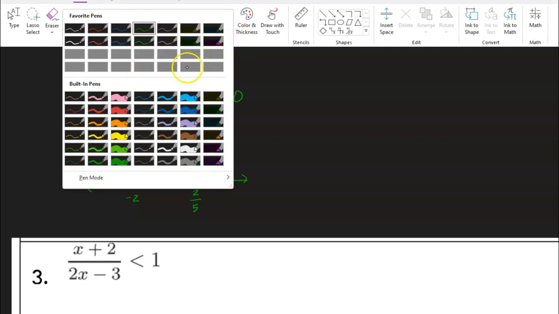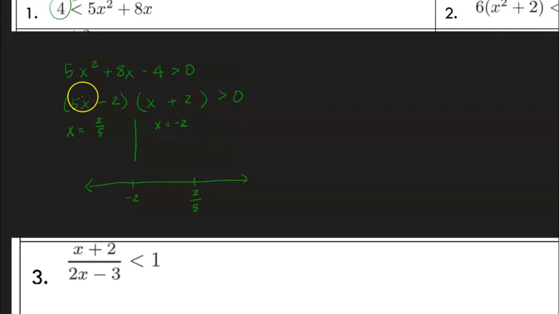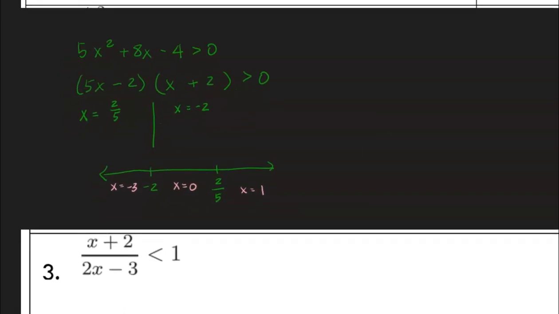If you're stuck making videos for you guys, then the least you could do is use different colors, right? Okay, so let's go ahead and put a -3 in. That is going to give me a positive, I believe that's going to give me a positive, right?